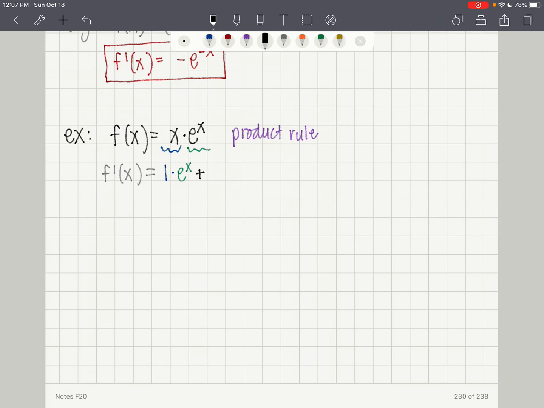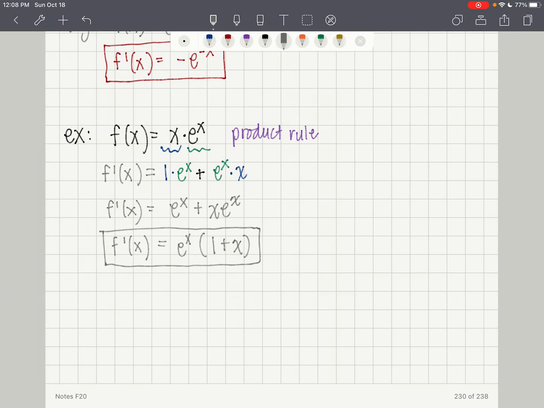the derivative of the second, and the derivative of e to the x is e to the x, times the first, which is x. So I've got e to the x plus x times e to the x. That's one way of writing our answer. However, many textbook publishers will factor out that e to the x and leave you with an answer in factored form. So e to the x times the quantity 1 plus x.